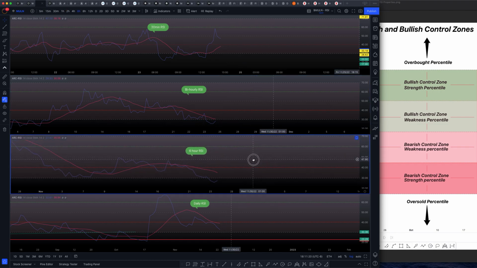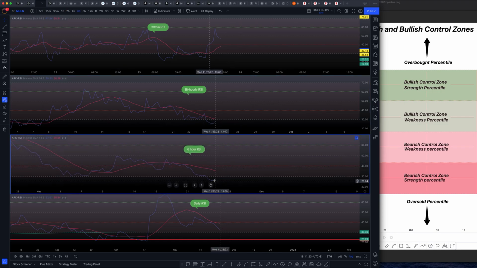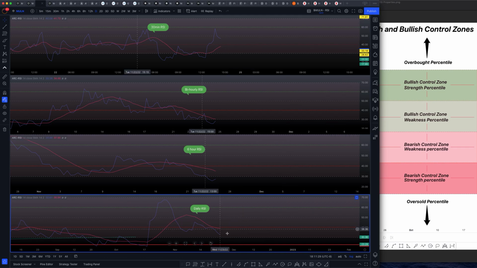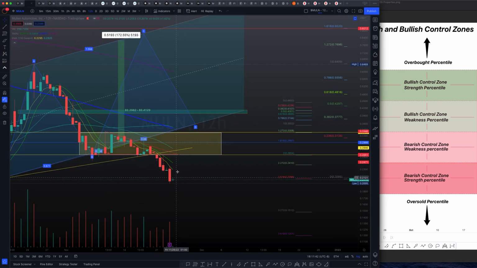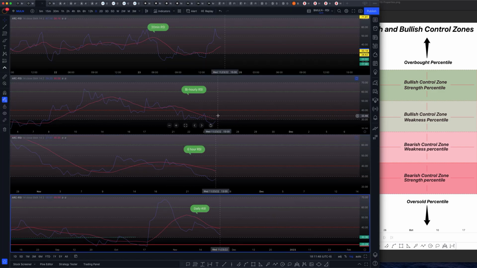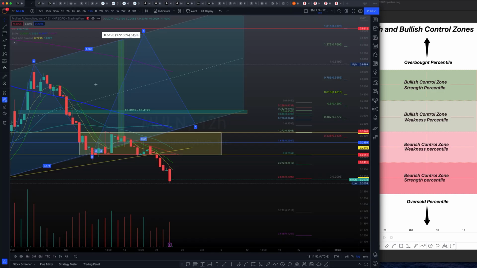Okay. Now the 6-hour RSI is also suggesting a continuation to the upside from an oversold percentile, and the daily is suggesting downside well within the bear strength percentile. This is absolutely in bear grip here. So what is that telling me? That honestly is telling me that, based on the 6-hour and the bi-hourly RSI, pitched to the upside, we can actually see a potential test.